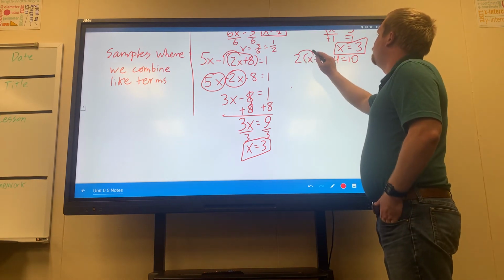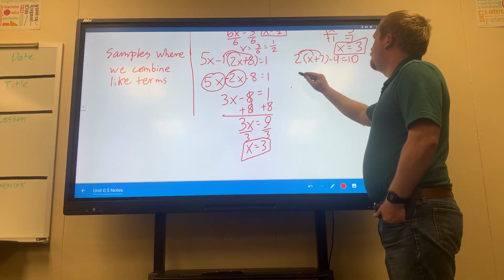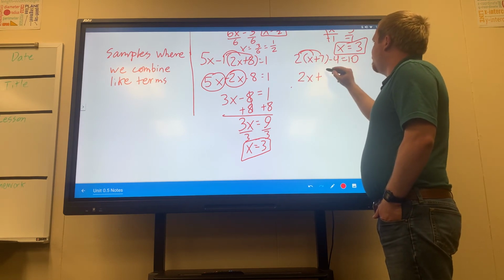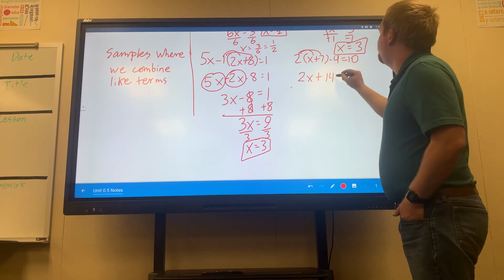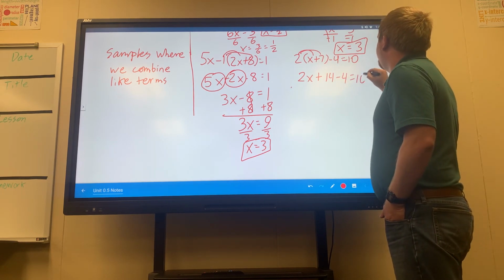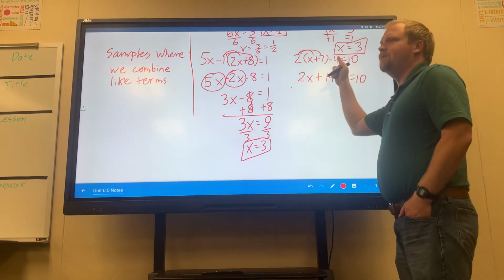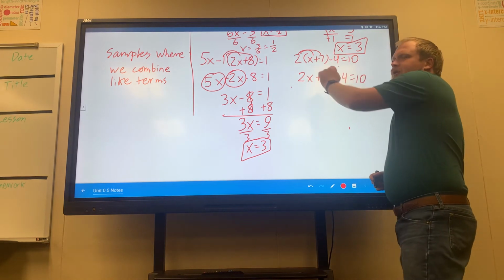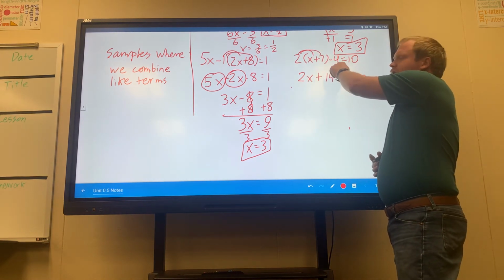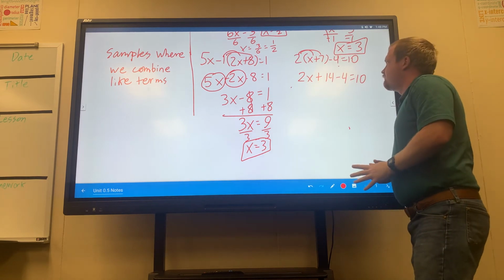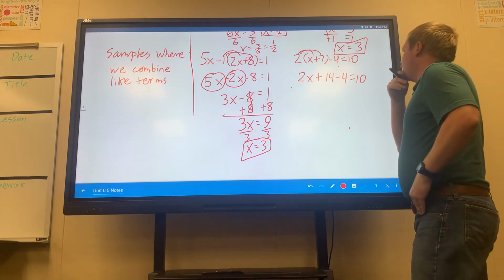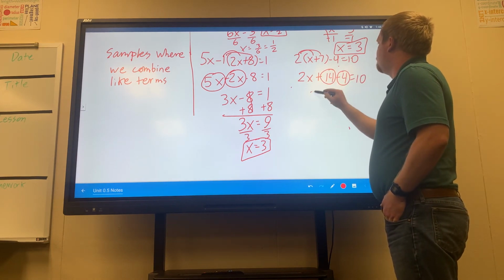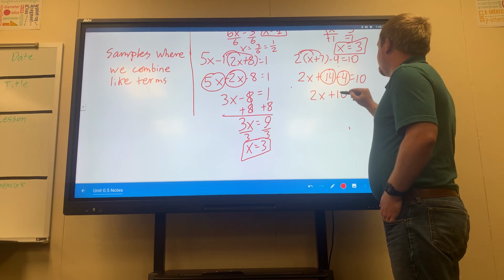I'm going to distribute a 2 to the x and the 7. 2 times x is 2x, 2 times 7 is 14. However, notice that I'm going ahead and bringing down the -4, because this -4 is not part of the parentheses. It's not inside. So I'm not distributing the 2 to the -4. I just leave it as it is. Now, I still got to combine like terms, which means I got the 14 and the -4, which gives me a +10.